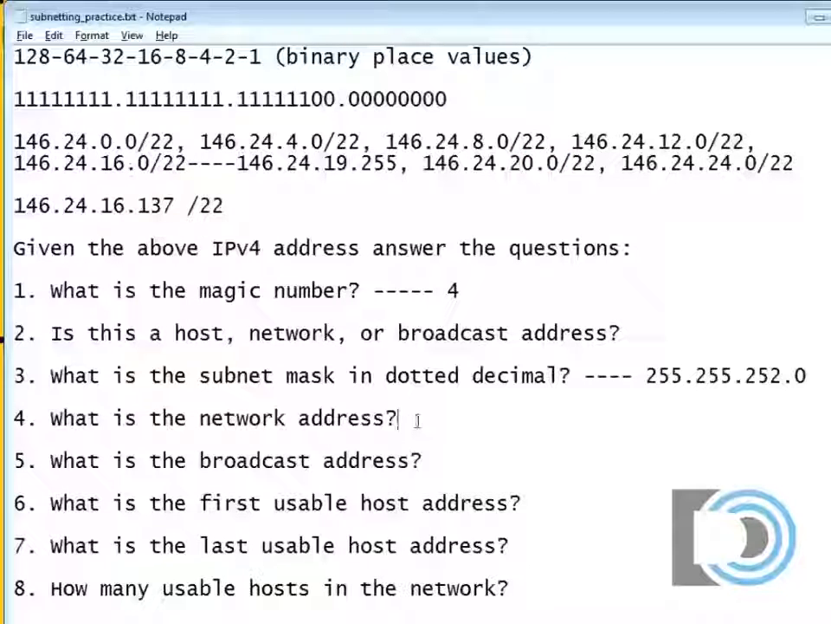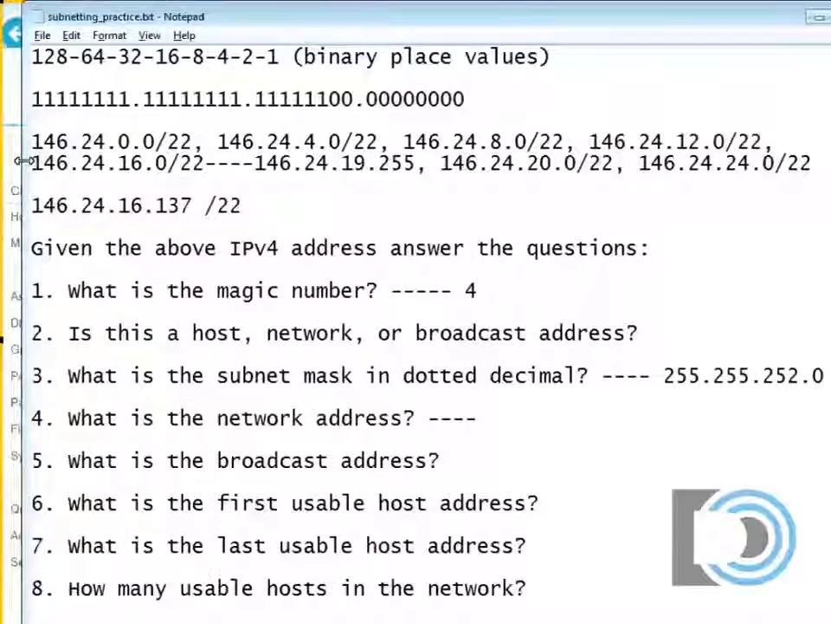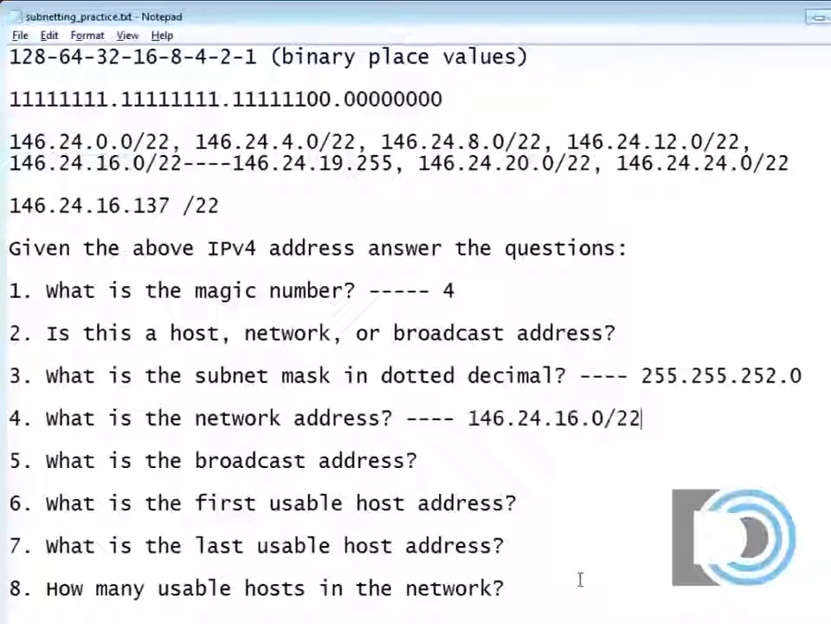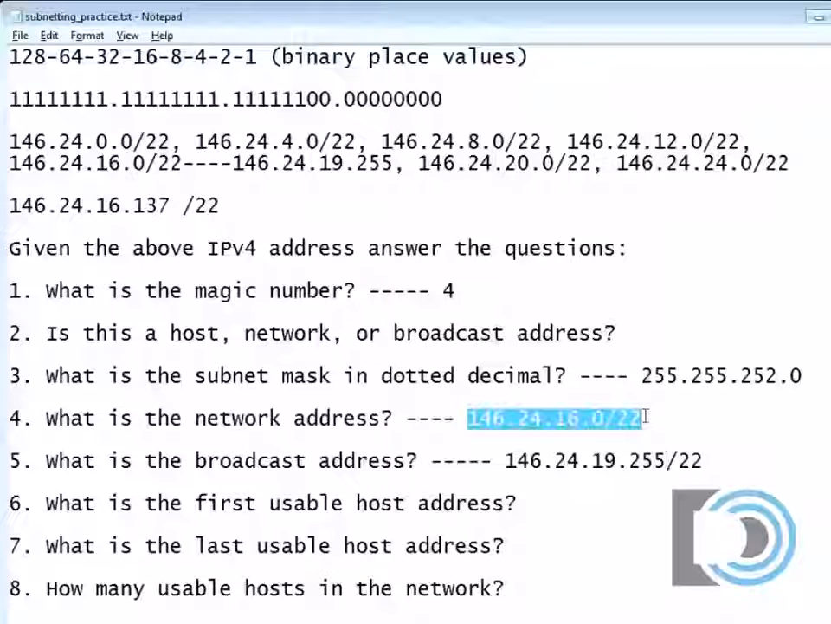Guess what I just did? I found the range. So now I found what? The network address. The network address is 146.24.16.0. What is the broadcast address? Well, the next network is 20, so this is going to have to go all the way up to 19.255 before we get to the end, right? That's the end of the range.